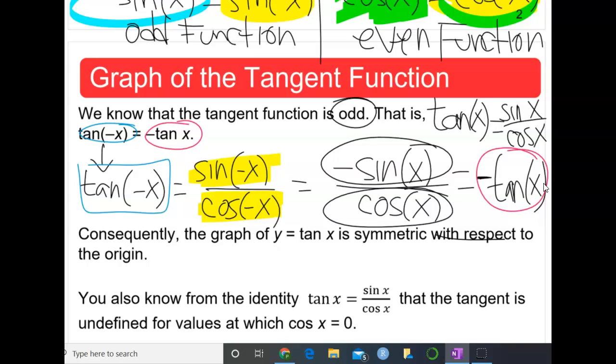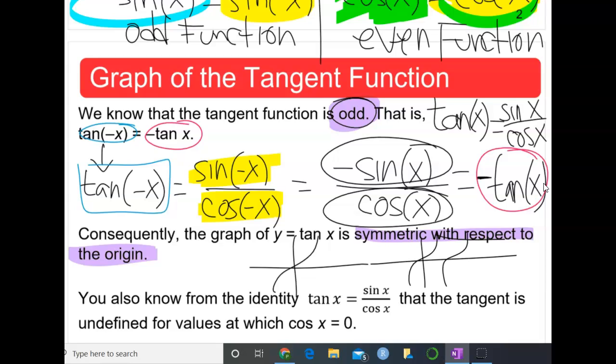We will do more of this in section, I believe it's 5.1. So because the tangent function is odd, we know that it is going to be symmetric with respect to the origin. Functions that are symmetric with respect to the origin, for example, the cubic function, are similar to the tangent function. It actually happens to be very similar to it, like several of those cubic functions.